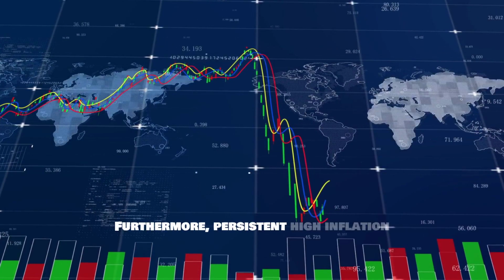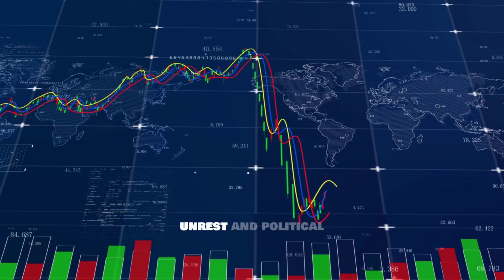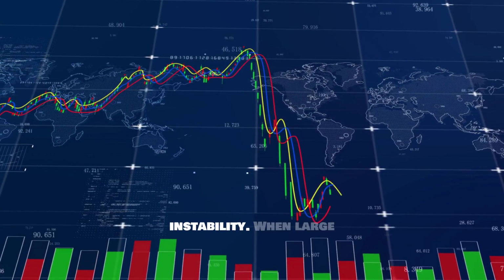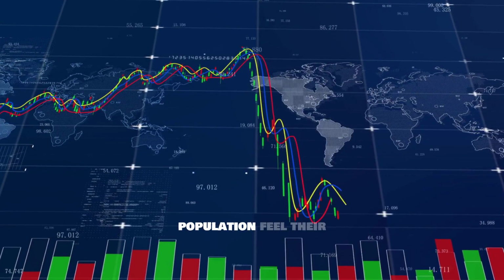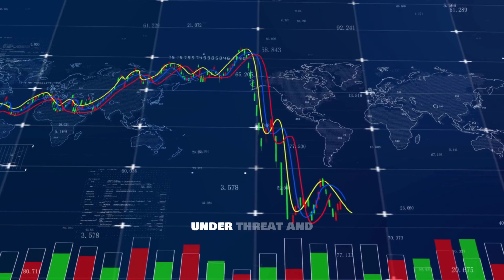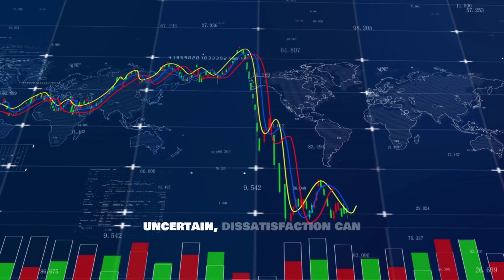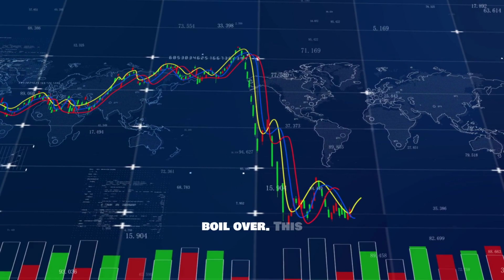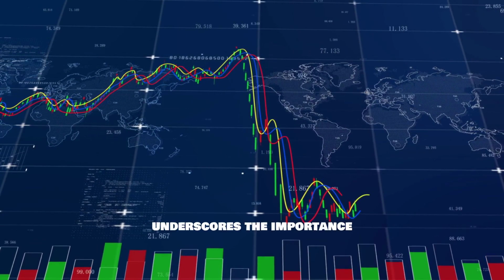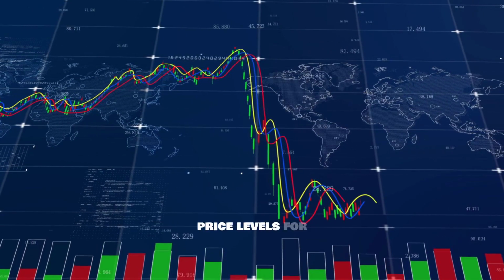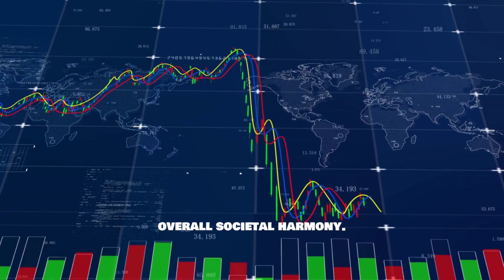Furthermore, persistent high inflation can lead to social unrest and political instability. When large segments of the population feel their economic well-being is under threat and their future is uncertain, dissatisfaction can boil over. This underscores the importance of maintaining stable price levels for overall societal harmony.